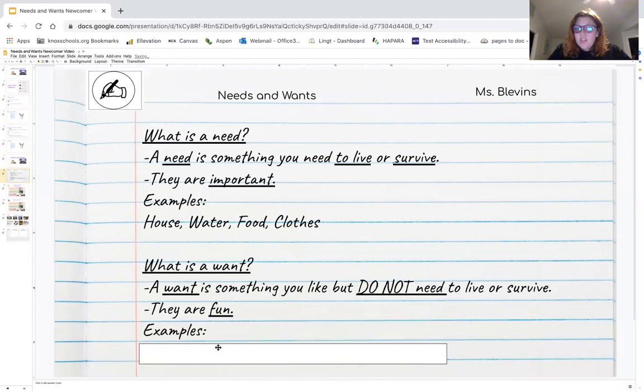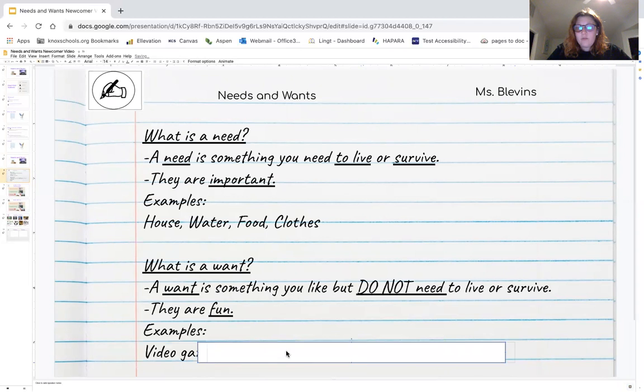So let's think of some examples. Well, we know that video games are a fun thing. So video games are a want. We want them. We like them. Can you think of one or two other things that we want and we like, but we do not need to live or survive? Take a minute to think, and when you have an idea, write it down.